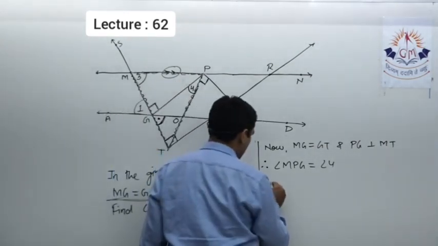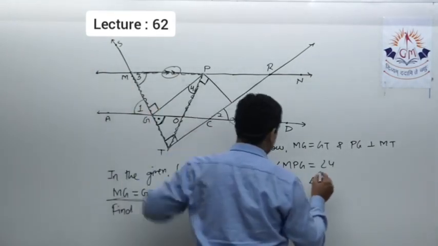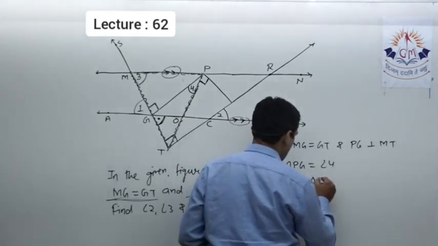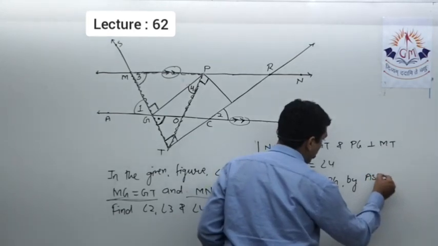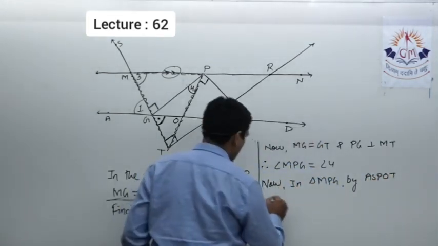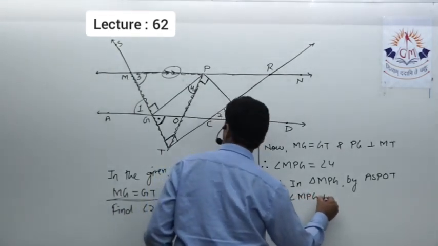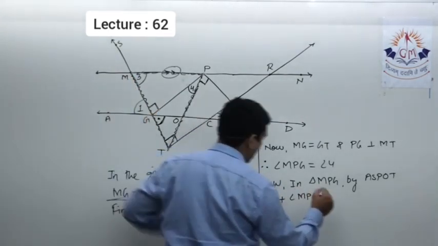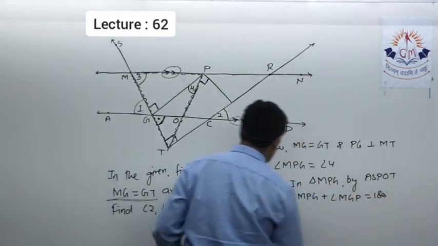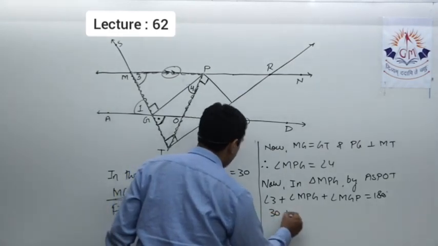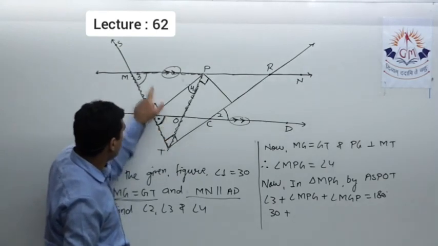So now in triangle MPG, by the angle sum property of triangle, I can say angle 3 plus angle MPG plus angle MGP is equal to 180 degrees. Now angle 3 was 30 degrees. As angle 1 is 30 degrees, so this is 30 degrees, so this is 30 degrees.